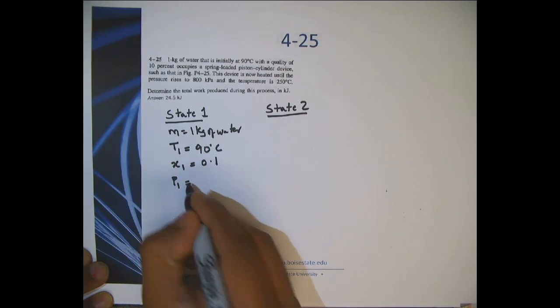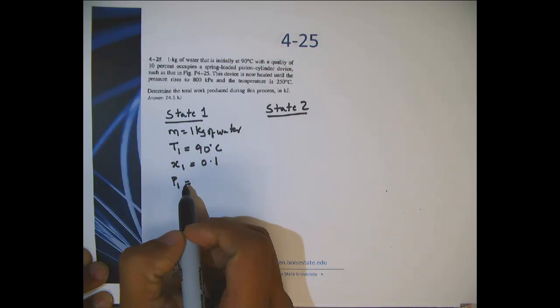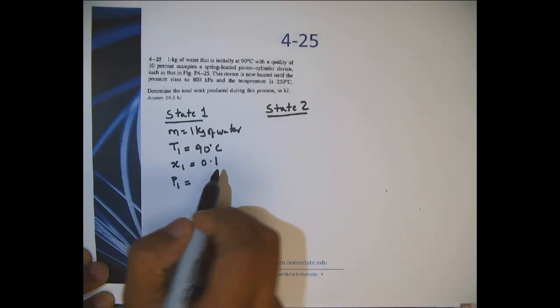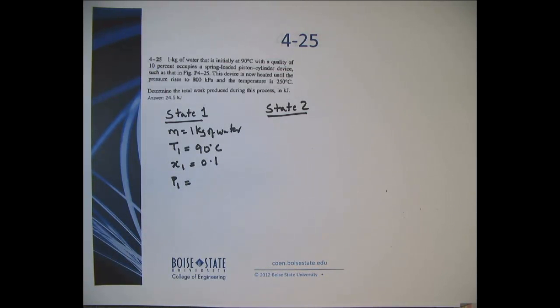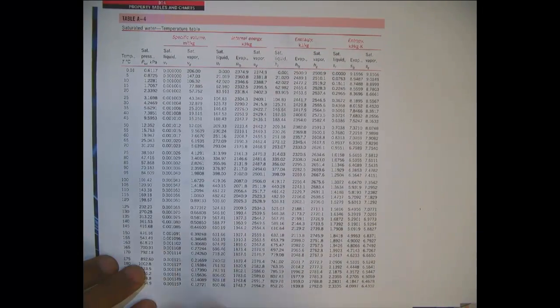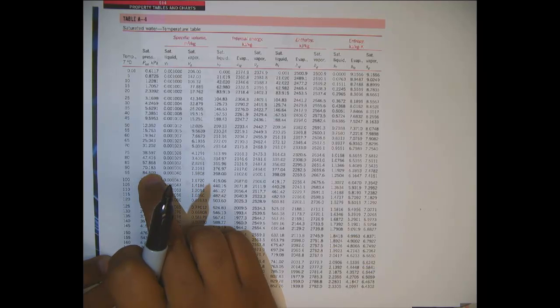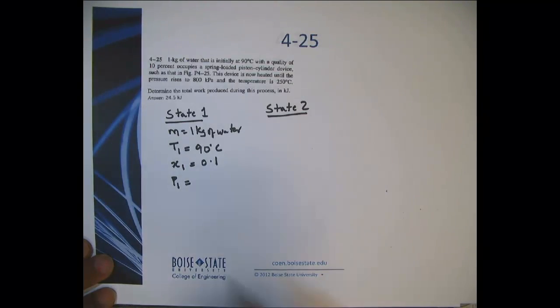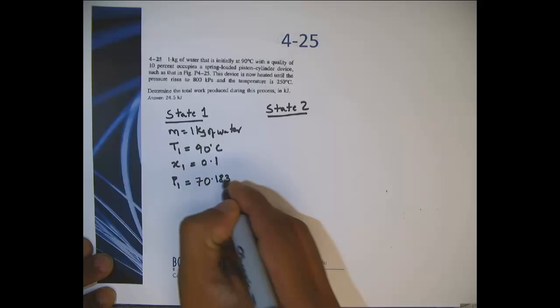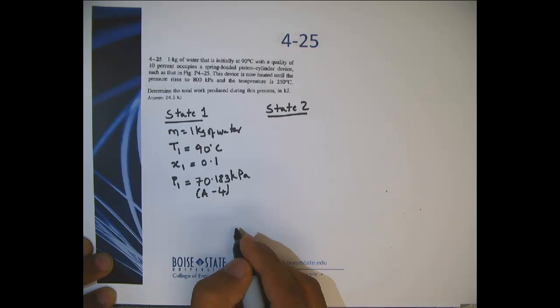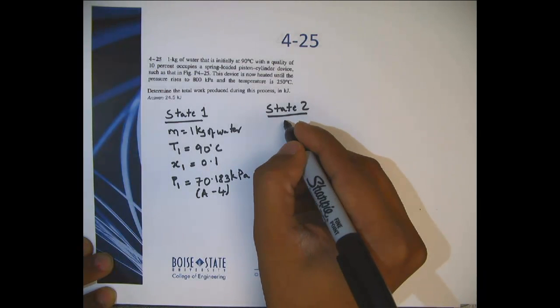And since you're given a quality of 0.1, that means it would be saturated water. So if you go to the temperature table, since you're given temperature tables for saturated water, you can see that the corresponding saturation pressure from table A4 is 70.183 kilopascals. Table A4. Similarly, let's try to identify state 2.